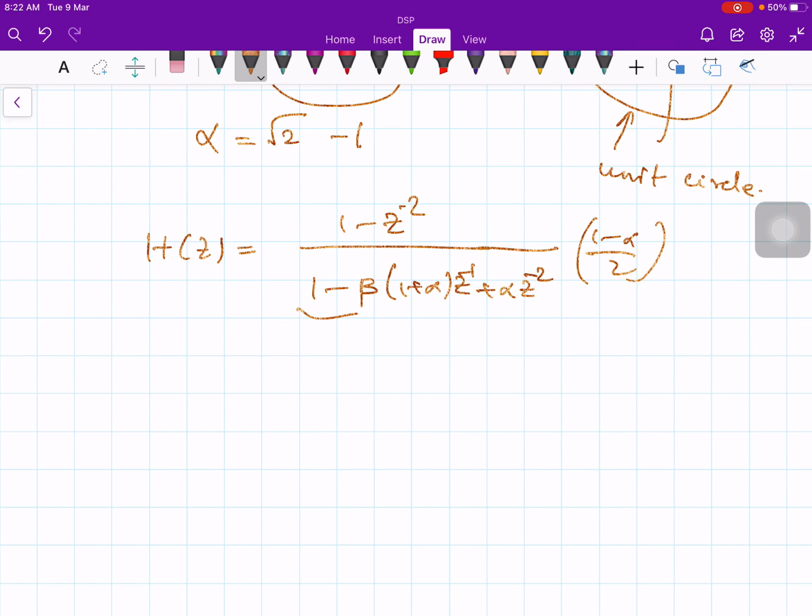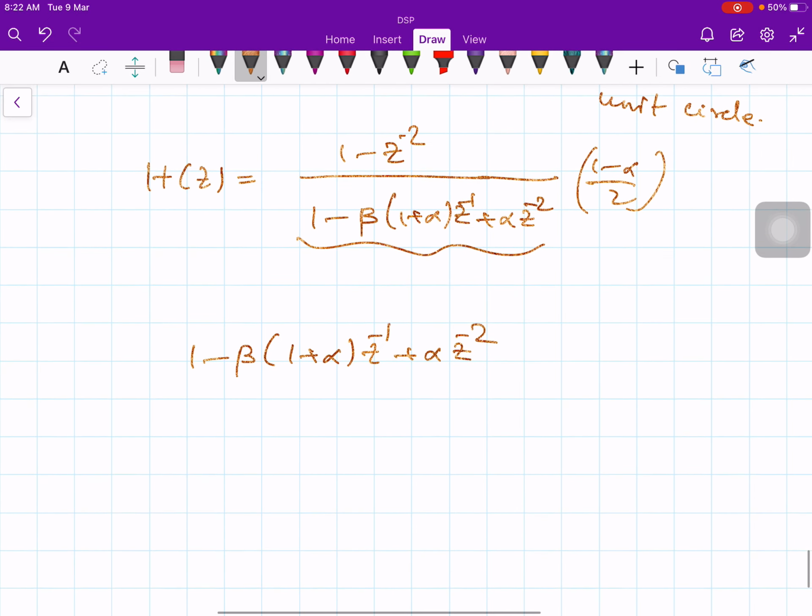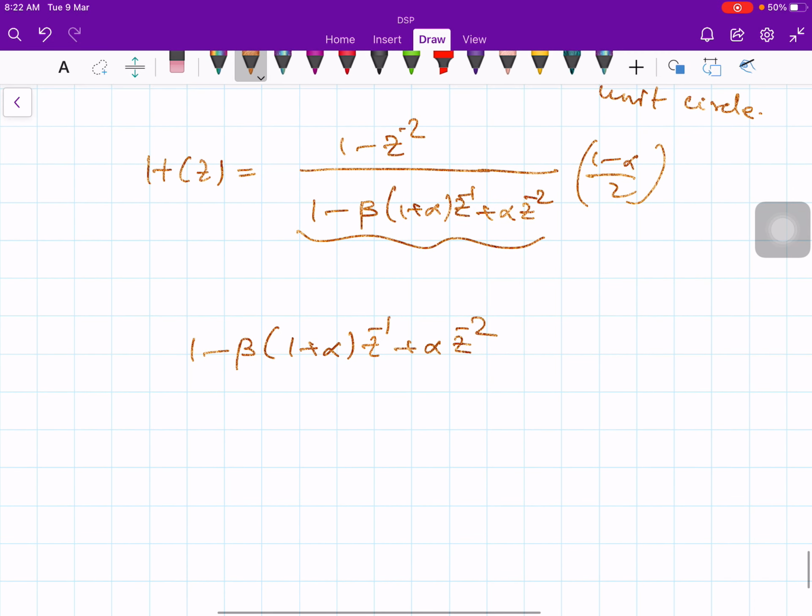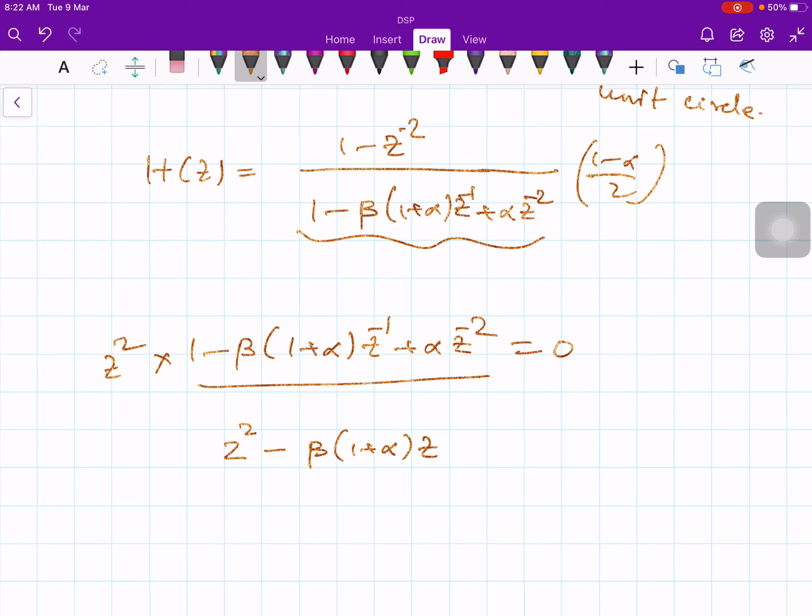Okay, take the denominator polynomial: 1 minus beta times (1 plus alpha) z to the minus 1 plus alpha times z to the minus 2. Now this is a quadratic equation in z inverse. Let us set it equal to 0. Now make this quadratic equation in terms of z. Multiply both sides by z squared. So z squared minus beta times (1 plus alpha) z plus alpha is equal to 0.